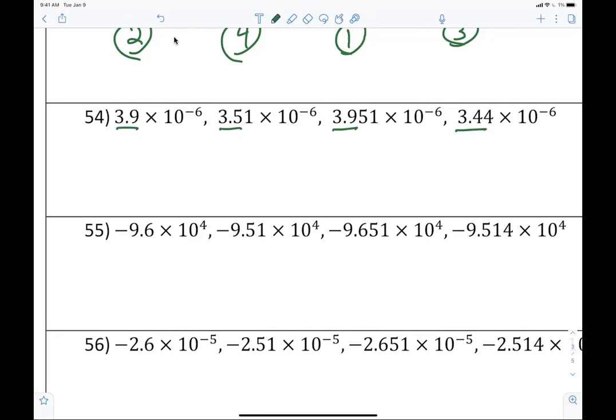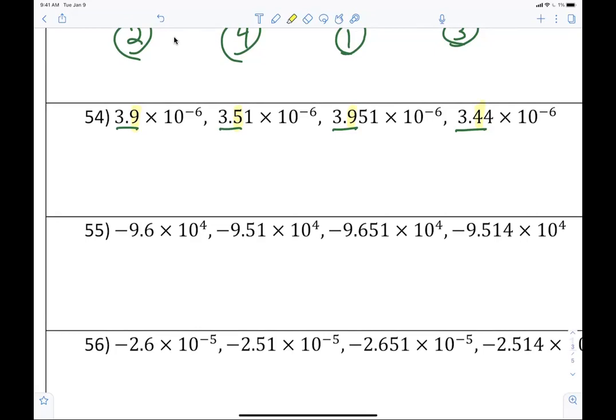Wait a minute, no. Because remember, what I'm trying to tell you is this. This number, this. Oh, oops, 3.95. Wait, I don't get it. No, I know. Look, no one's talking.